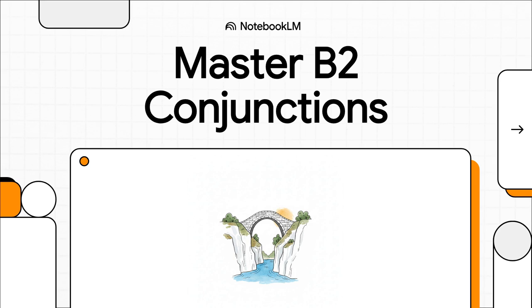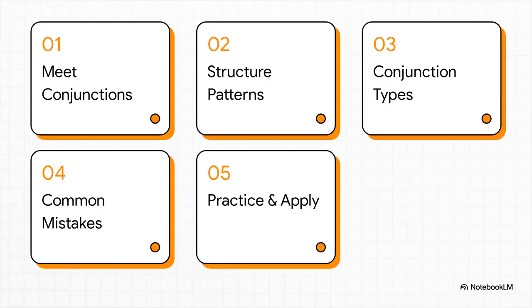It's going to give your sentences incredible flow, logic, and complexity. We're talking about subordinating conjunctions. So here's our roadmap for the explainer today. We're going to meet these conjunctions, look at some sentence structure patterns, and break down the different conjunction categories. Then we'll go over how to avoid some really common mistakes, and finally do a little practice to apply what we've learned. Let's get into it.